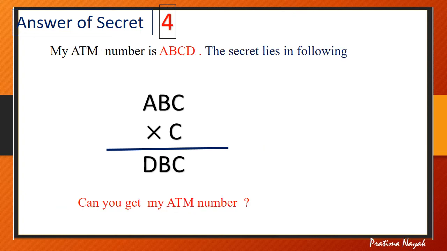Answer 4. My ATM number is ABCD. The secret lies in the following: ABC multiplied by C is equal to DBC. Can you get my ATM number? When a number is multiplied by a number and you get the same last digit, that means C times C is C.